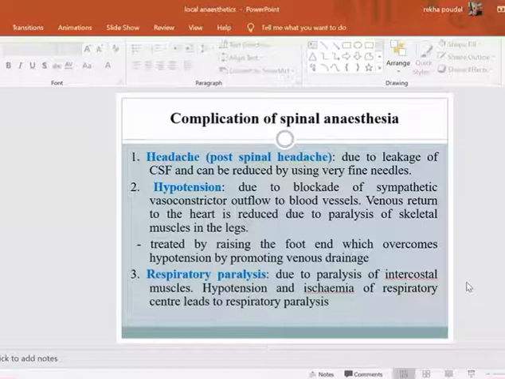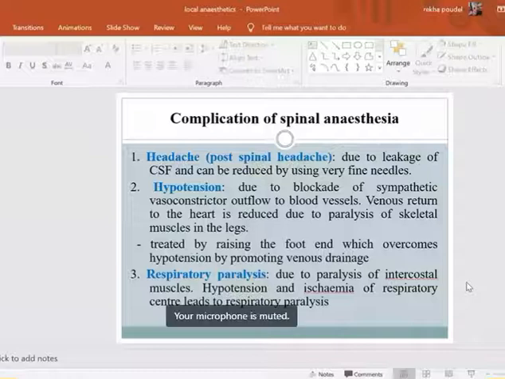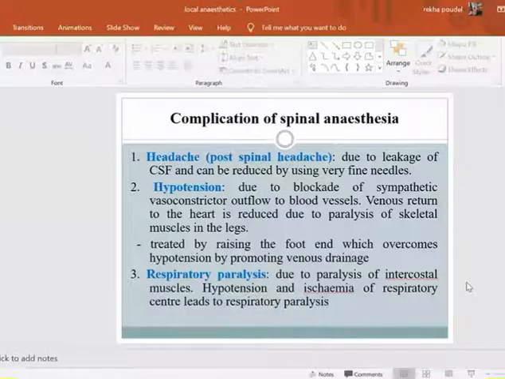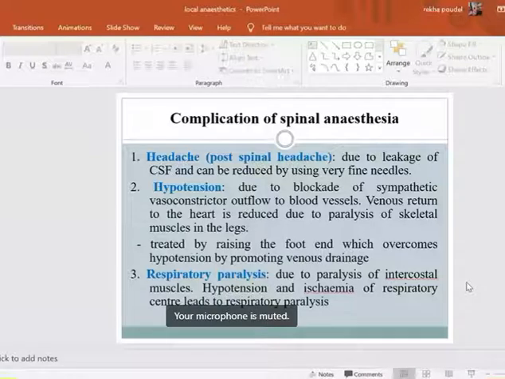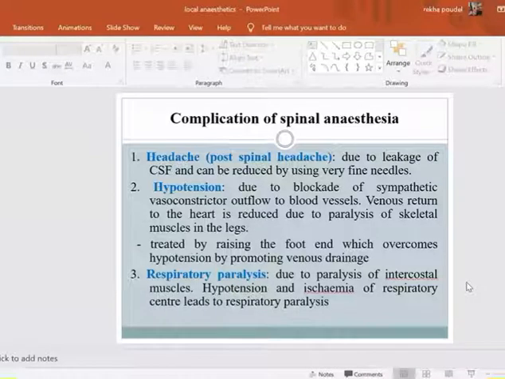So when we do lumbar puncture in a patient, if we are using a large bore or wide bore needle, what happens? A large amount of cerebrospinal fluid will be leaking outside. Due to excessive leakage of CSF, the patient will complain of headache, and this headache can be reduced by using very fine needles. In this way, we can prevent the headache during spinal anesthesia.